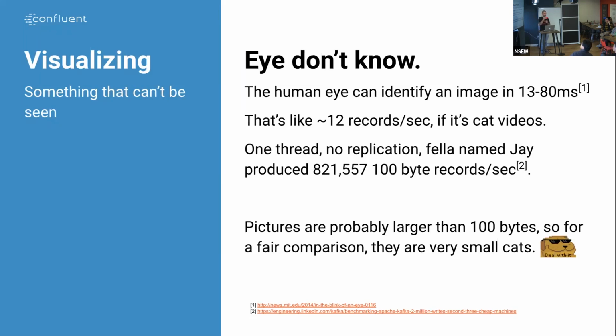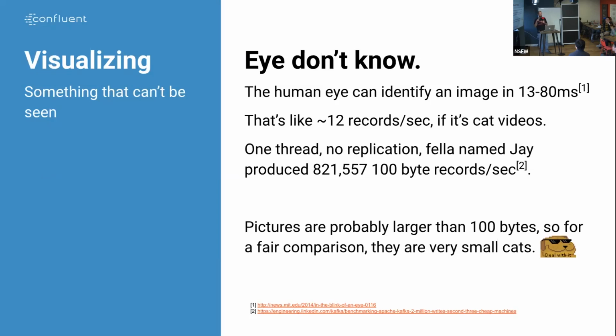So if we look at that in records per second, which is usually the metric that people use when we're looking at Kafka, our eyes can only see 12 per second. On one thread with no replication, I found this interesting blog post by a fellow named Jay, and he said that you can produce roughly 800,000 100-byte records per second, which you can't see, even if they're these awesome little tiny cat videos.